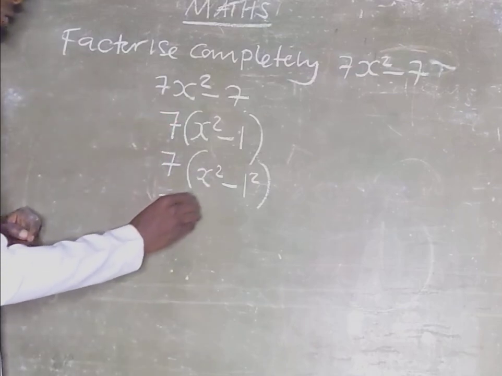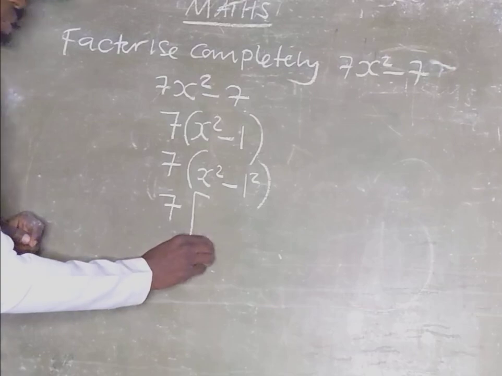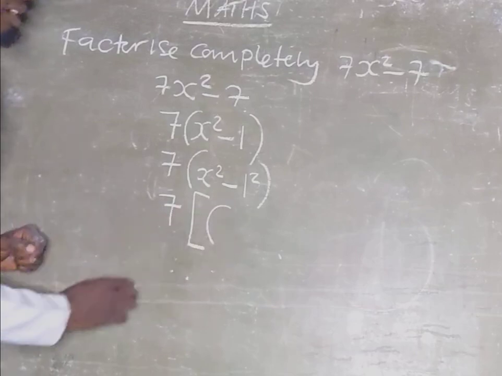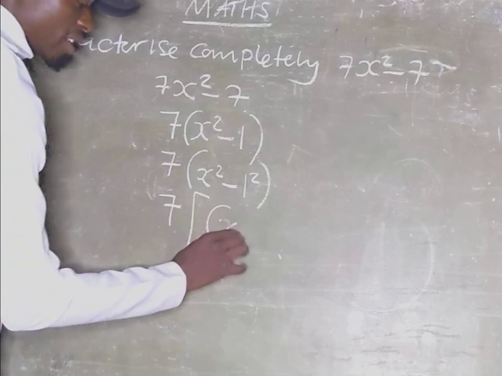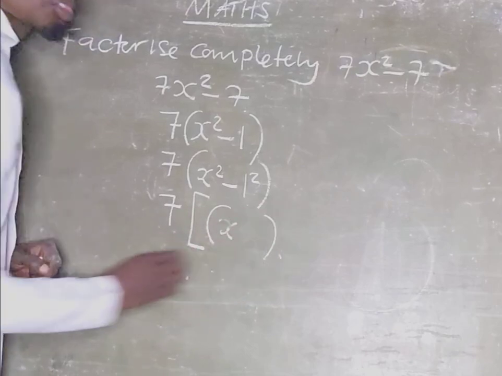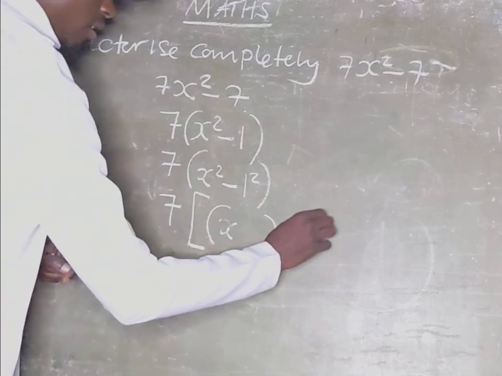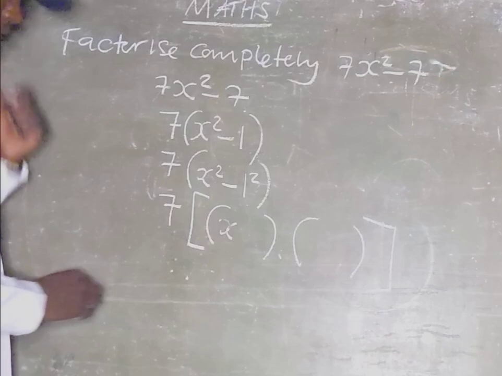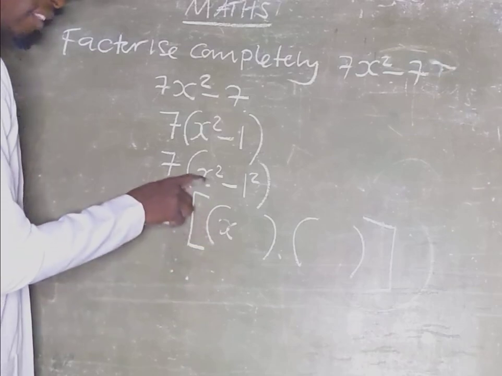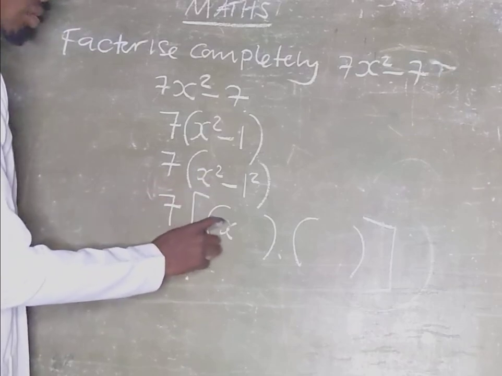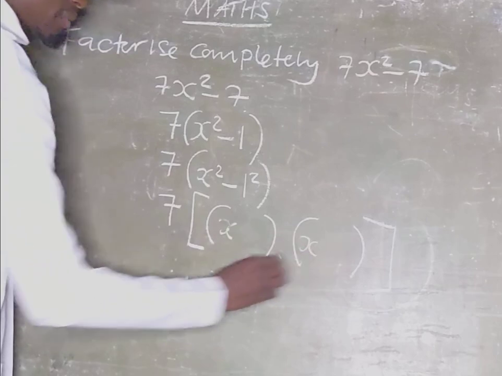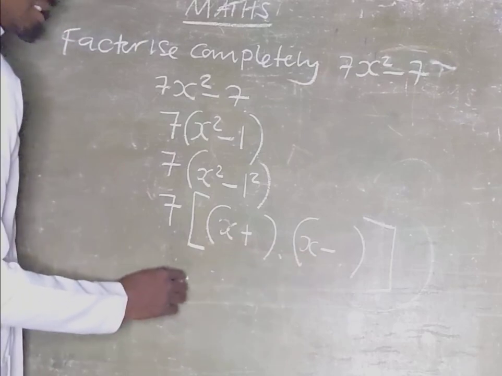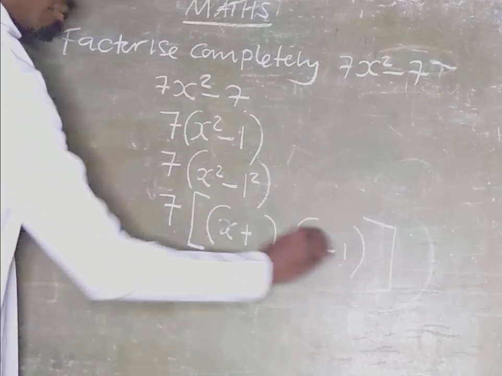So we have 7 outside as a common factor, then the open bracket. Here you need to open two brackets. So we have x, just distribute this. We have x there, we have plus, and then we have minus, then we have 1 and 1.